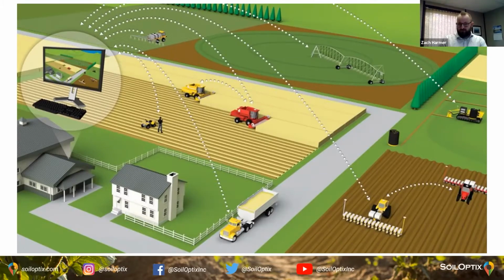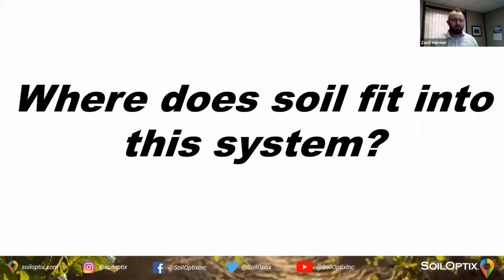But I noticed two things are missing in this graphic. One is satellite imagery, which I know a lot of us have heard much about, satellite or drone imagery as a means for creating management zones and management decisions in precision ag. But another key piece that's also missing is soil, right? That's kind of interesting to me to see missing. So I'm looking at it as, where does soil really fit into this system?